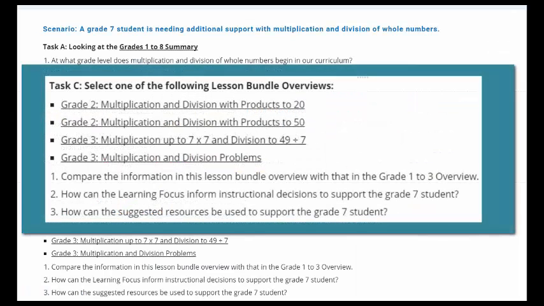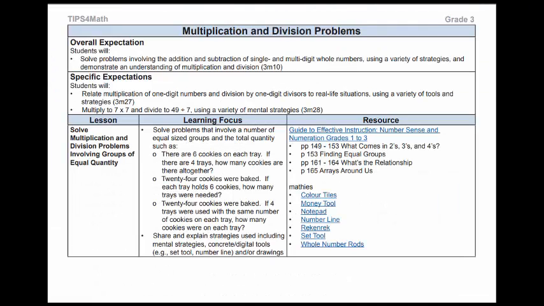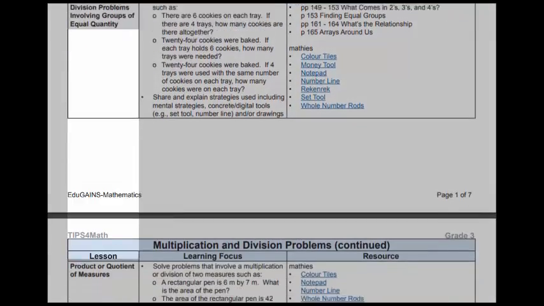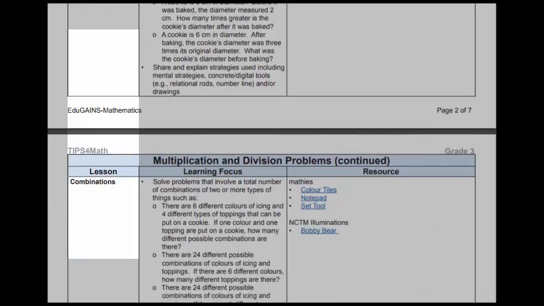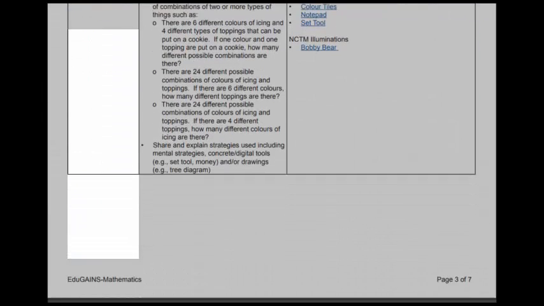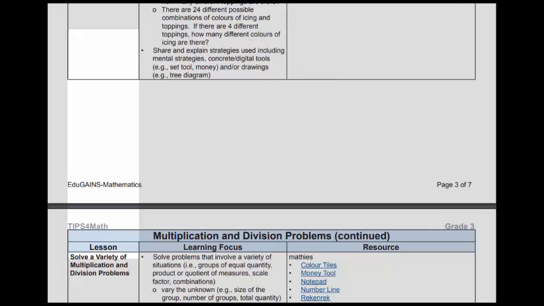Task C. I see at the top the expectations here are the same as in the grade 1 to 3 overview. As I scroll quickly, I notice the titles of the lessons reflect the words of the situations that were identified in the grade 1 to 8 summary. I'm thinking I want to pay a little more attention to that.